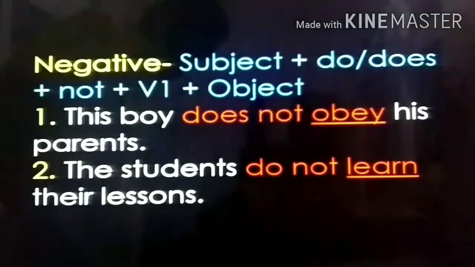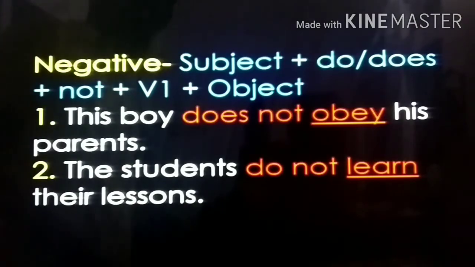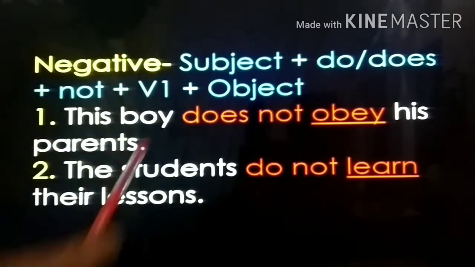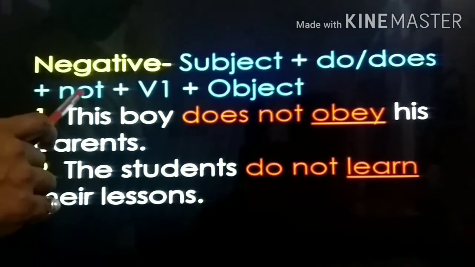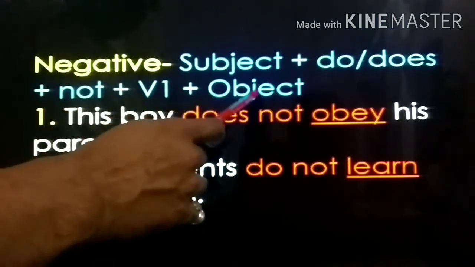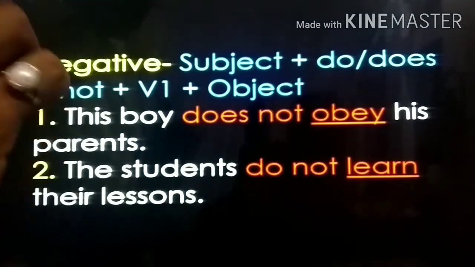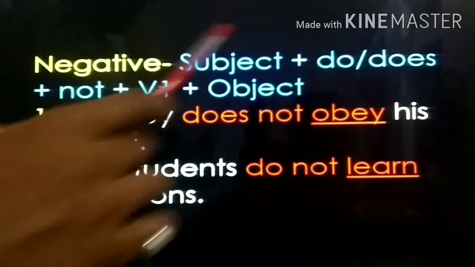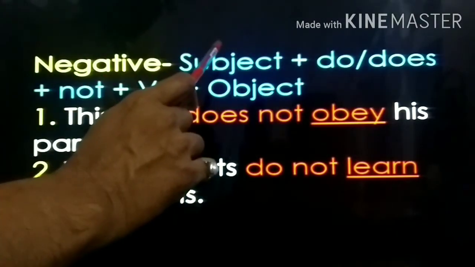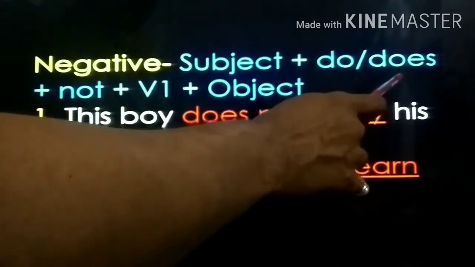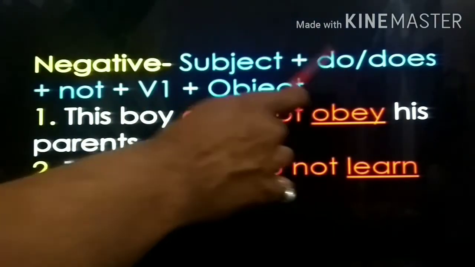Now next part is negative. The negative part is subject, do or does, after that not, first form of the verb, after that object. Now we have to know where we will use do or does. If the subject is singular, in that condition we will use does. If the subject is plural, in that condition we use do.